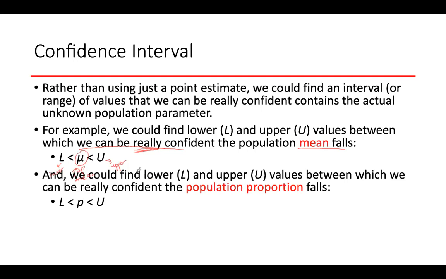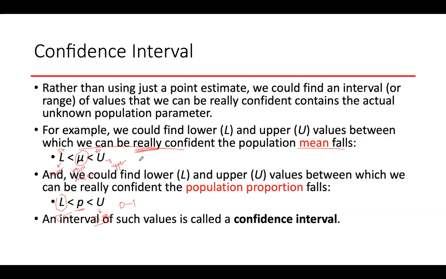Similarly with the proportion, population proportion. Here the values might change, but the values here should be between 0 and 1. L might be 0.05, for example, U might be 0.10 or something like that, if we determine L and U. These values might be 50, 60. So proportion should be between 0 and 1, but this value might be any number, okay?